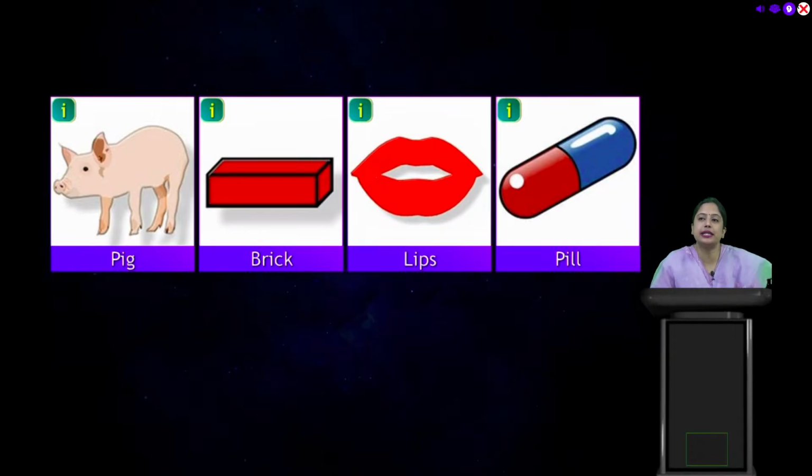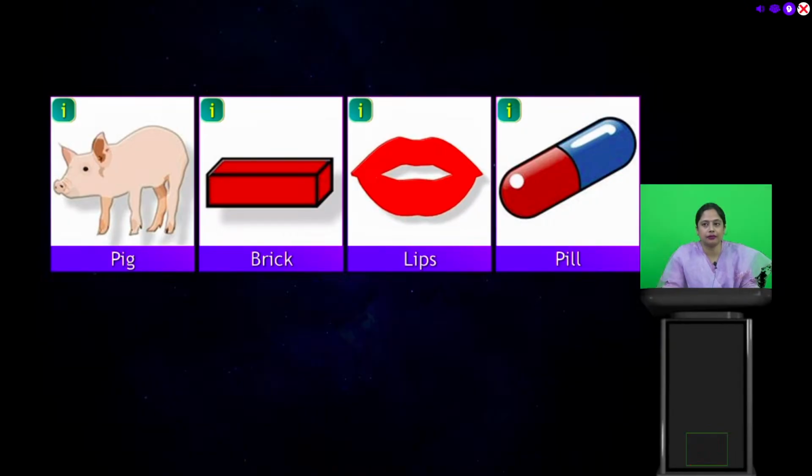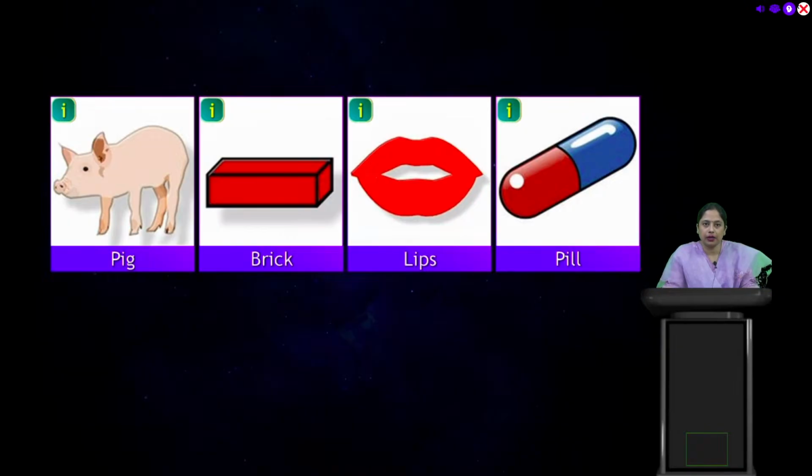Now let us individually see a few examples, okay? Look at your screen. You see these words in front of you. Look at the first word. P-I-G, pig. Look at the second word. B-R-I-C-K, brick. L-I-P-S, lips. P-I-L-L, pill. So pig, brick, lips, pill.